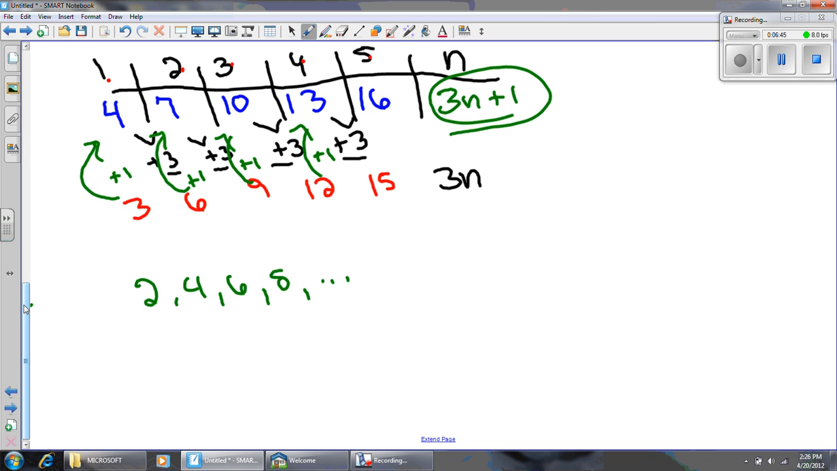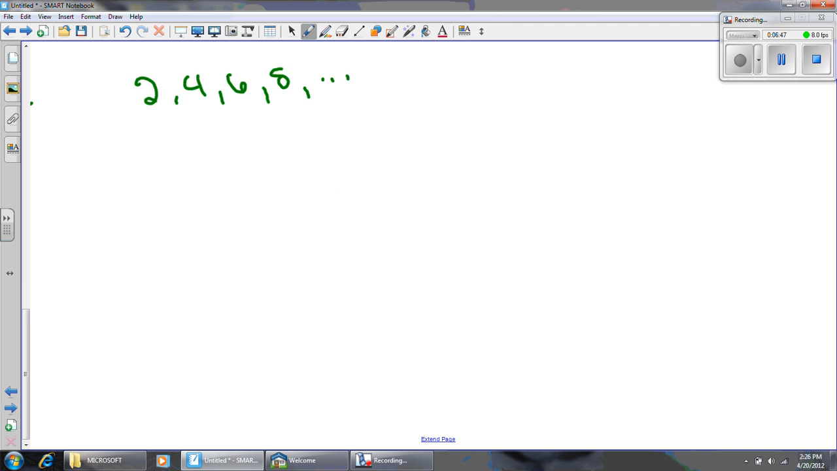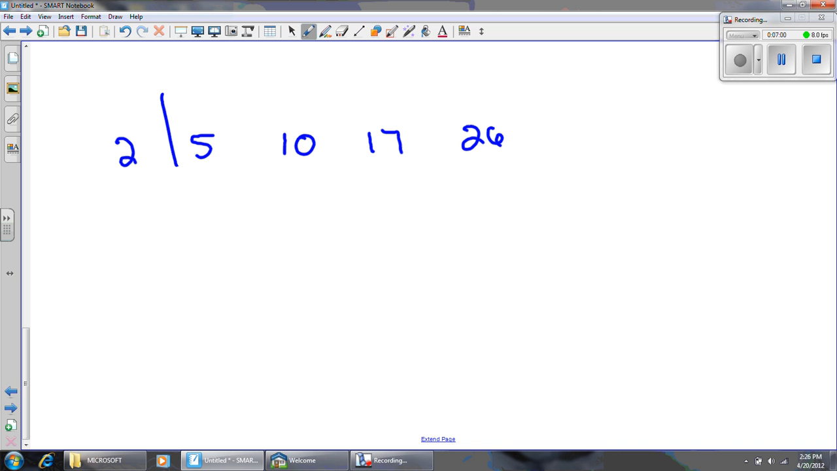Now, remember that if the pattern goes like this, where we go, let's see here, 2, 5, 10, 17, and 26. Okay, you make your little table, right?